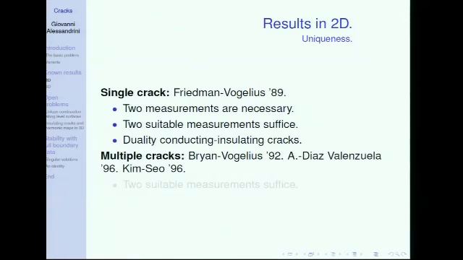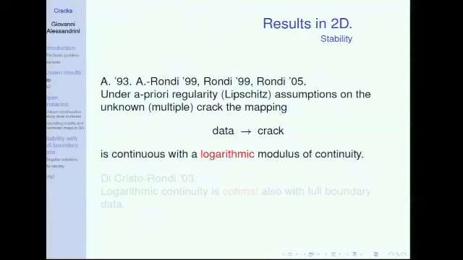And then soon afterwards, in the year afterwards, also the multiple crack case was considered, still in 2D, first by Bryan and Vogelius, then by myself with Diaz Valenzuela, and simultaneously by Kim and Seo. And the final result is the following: also for the multiple crack case, assuming that the cracks are finite in number, no matter what their number is, two suitable measurements suffice to get the uniqueness of the crack.